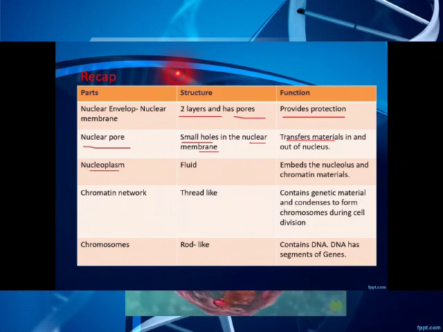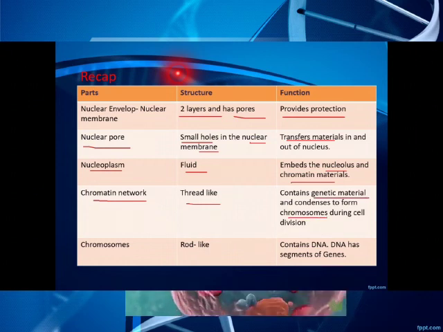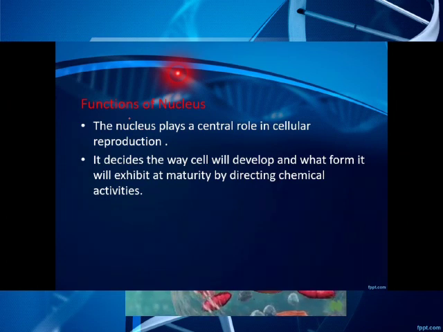Coming to the nucleoplasm. Nucleoplasm is the fluid which is present in the nucleus, where your nucleolus and the chromatin materials are embedded. Then in that nucleoplasm, you have another material, that is your chromatin network, which is thread-like in nature, which has the genetic material in it, and during the cell division, it forms chromosomes. Chromosomes are nothing but rod-like structures which have the DNA. DNA in turn has the gene segments. I hope it's clear.